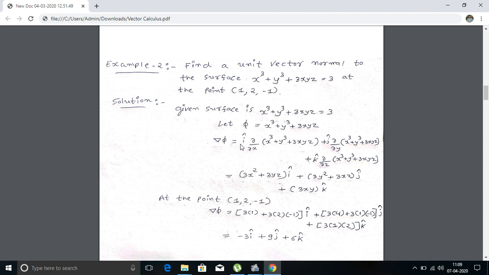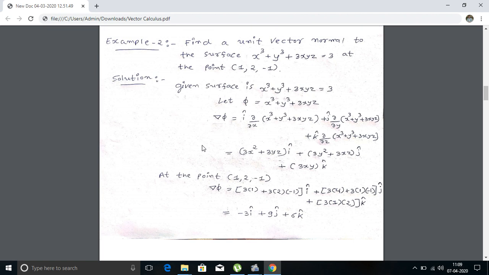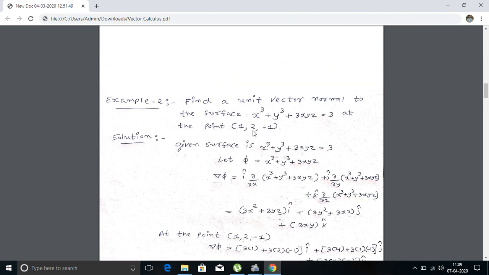Finding the gradient phi: i del by del x of phi plus j del by del y of phi plus k del by del z of phi. Clear? Partially differentiating with respect to x, we get 3x square plus 3yz. Similarly, partially differentiating with respect to y, we get 3y square plus 3xz. In the same way, differentiating with respect to z, we get 3xy k. So this is our answer for gradient phi. Now we have to find the gradient phi at this point (1, 2, -1).